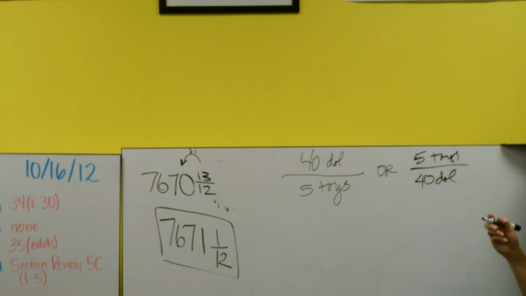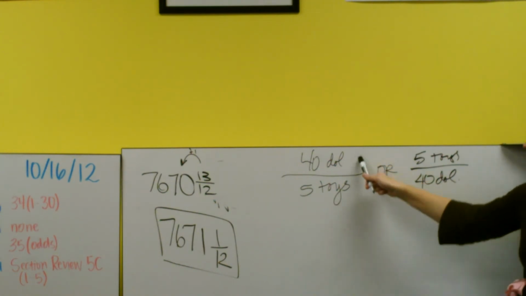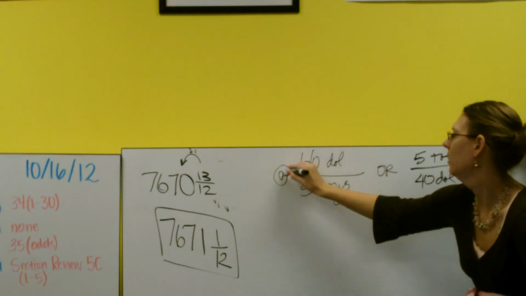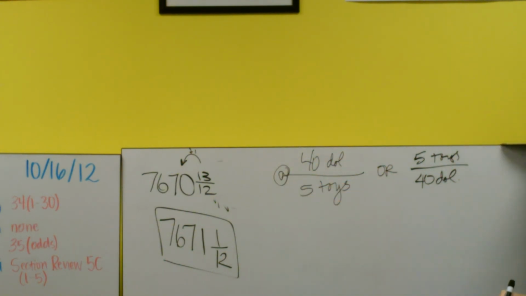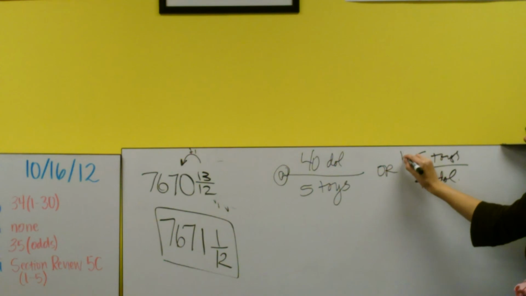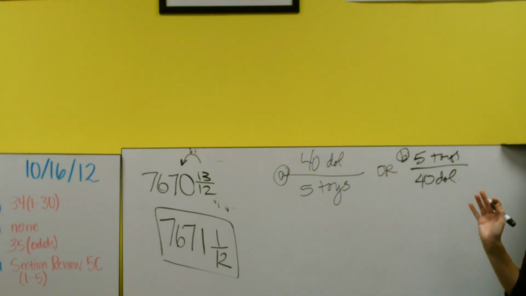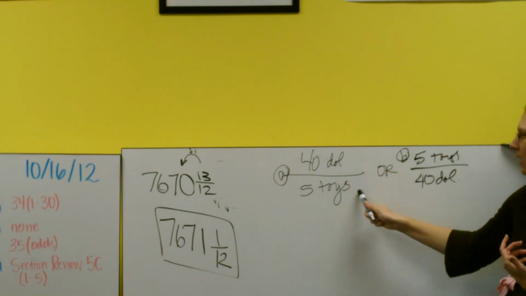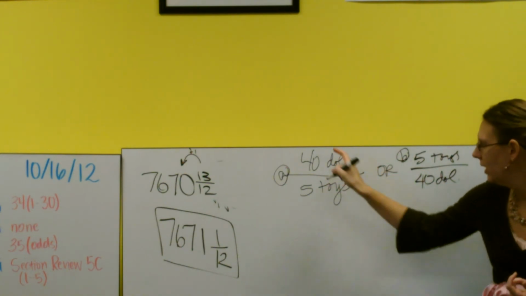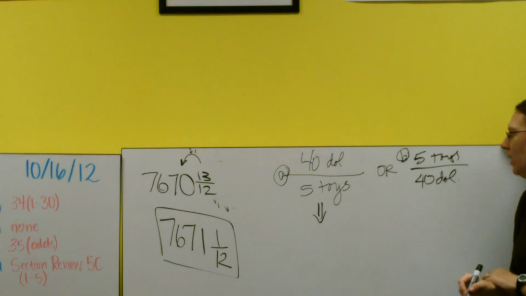Okay, so it asks you what was the ratio in dollars per toy. So that's what Damon gave us first. This was A. And then it asked us for the ratio in toys per dollar. So that's what Destiny gave us, B. For one like that, that's all you got to do. Then we have to simplify. Okay, so Damon, if you were to simplify yours, what would you simplify it to?